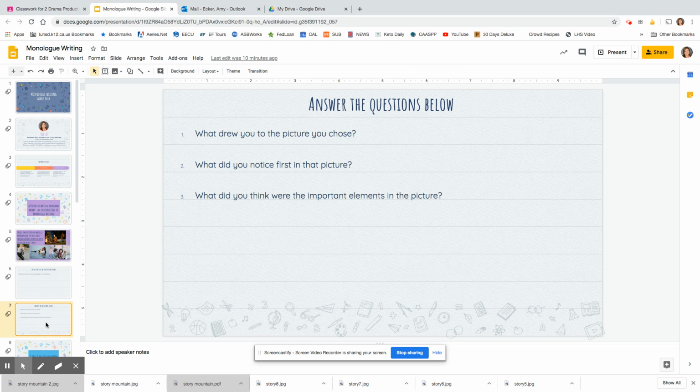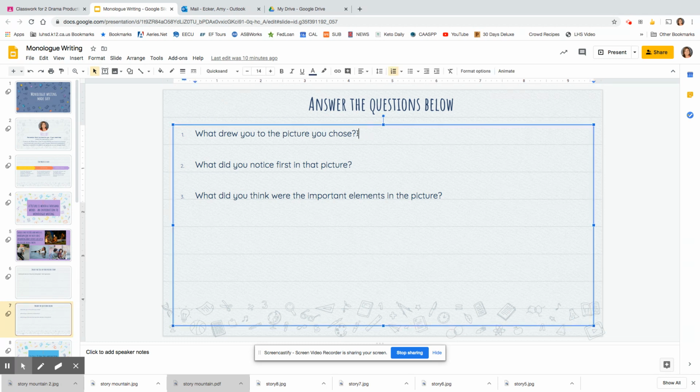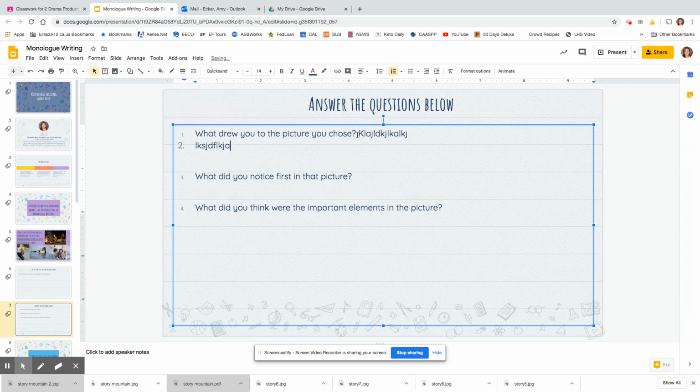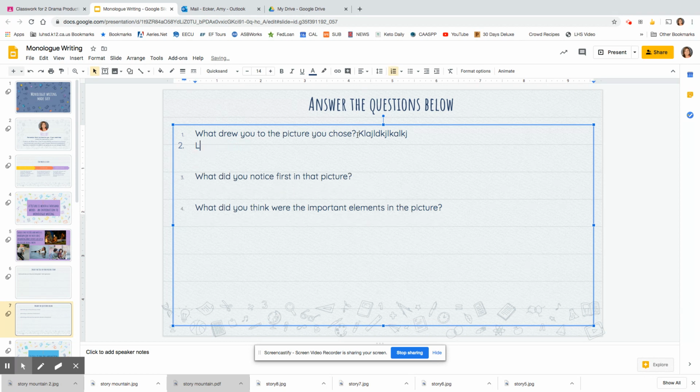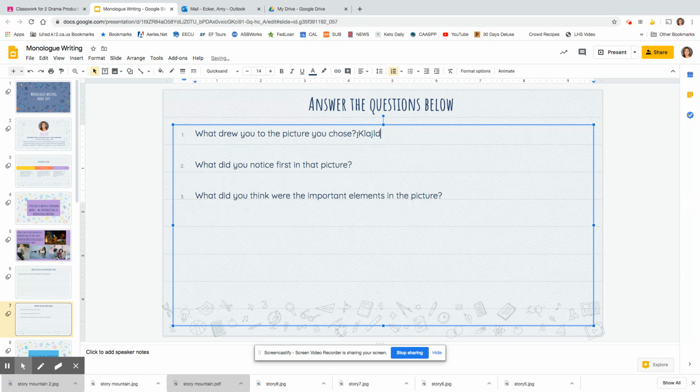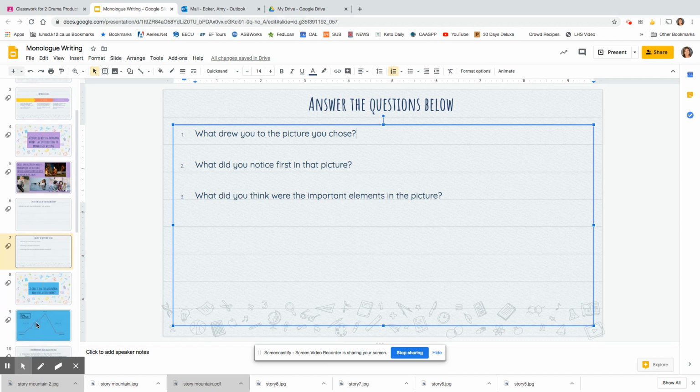All right, on the next slide, you're going to answer the questions below. So what drew you to the picture you chose? Go ahead and click on it and answer. What did you notice first in that picture? Click on it and answer. Now, when you do answer it, you will notice that things are going to start going down as you type away, and that's okay. All right. If you would like to change it to a different font color to make it stand out a little bit better, that would be lovely, but you don't have to do that.